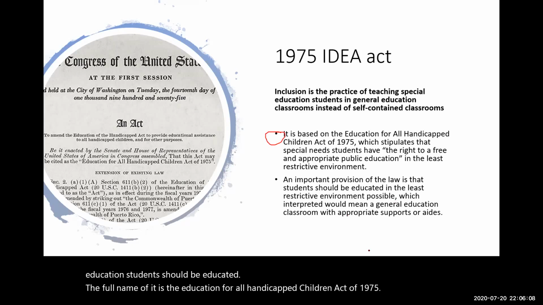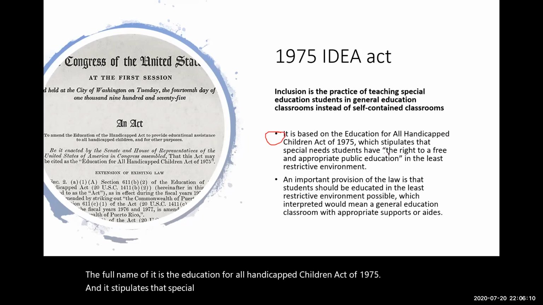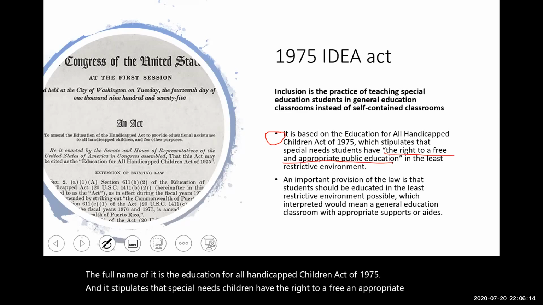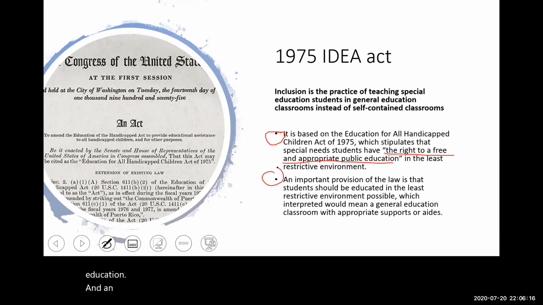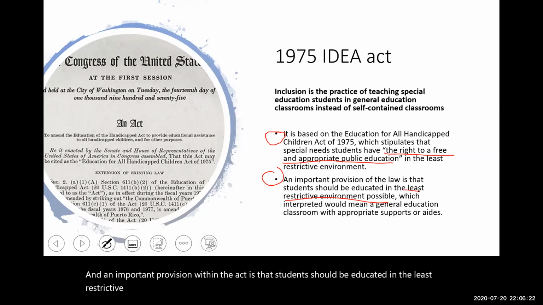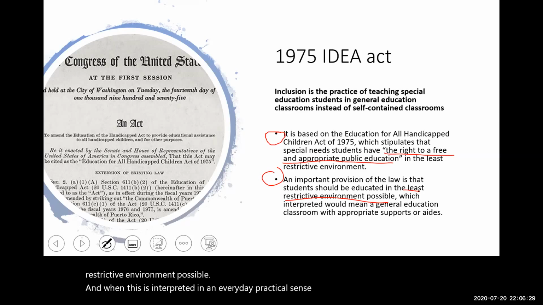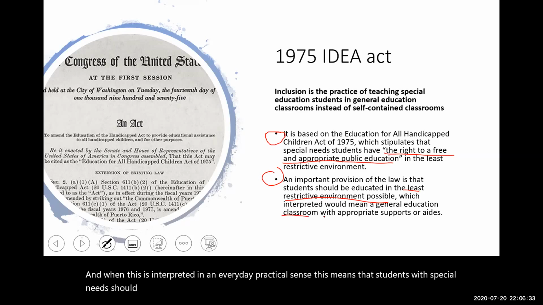And it stipulates that special needs children have the right to a free and appropriate public education. And an important provision within the act is that students should be educated in the least restrictive environment possible. And when this is interpreted in an everyday practical sense, this means that students with special needs should be educated in general education classrooms whenever appropriate.